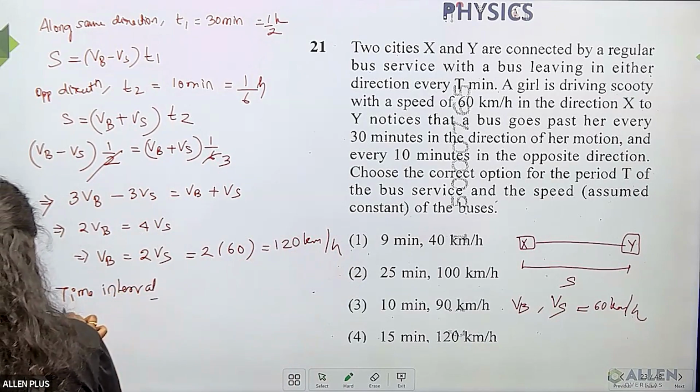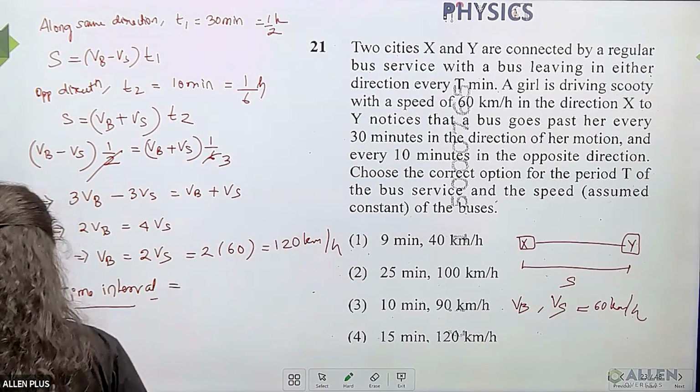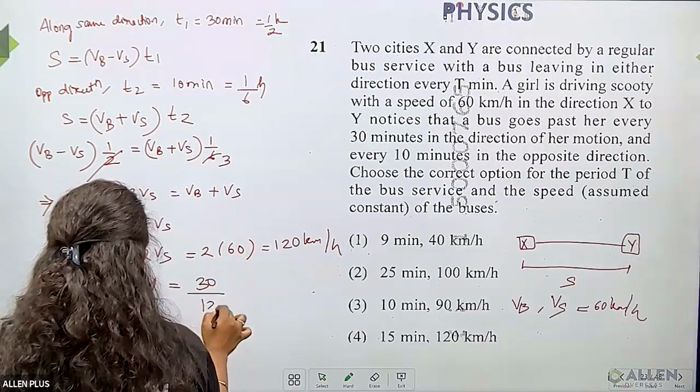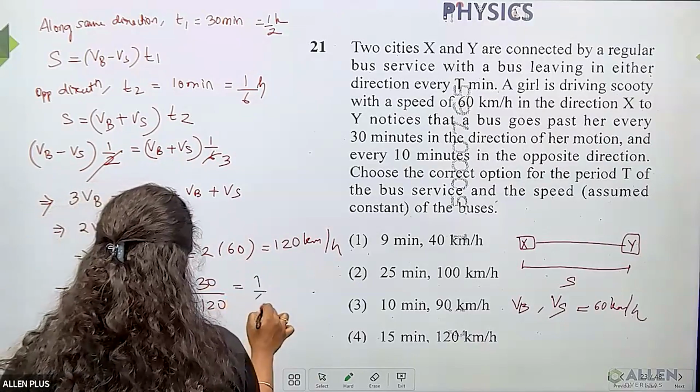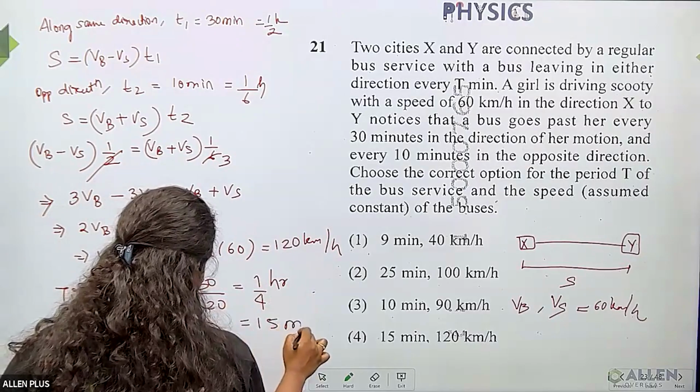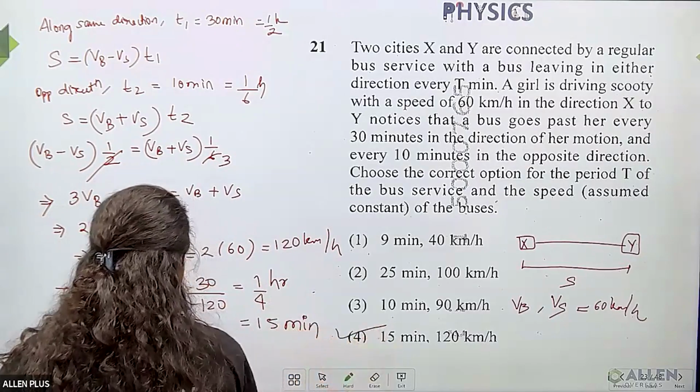Time interval between each bus is equal to 30 minutes, right? 30 divided by 120 will be equal to 1 by 4 hour. 1 by 4 hour means it is equal to 15 minutes.